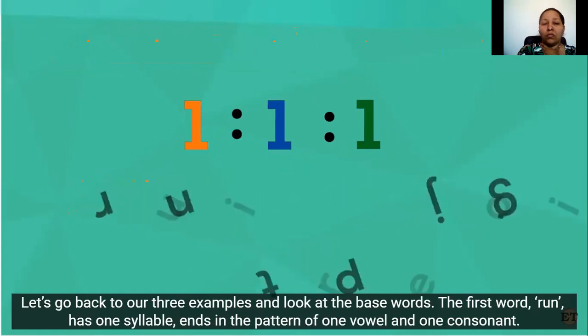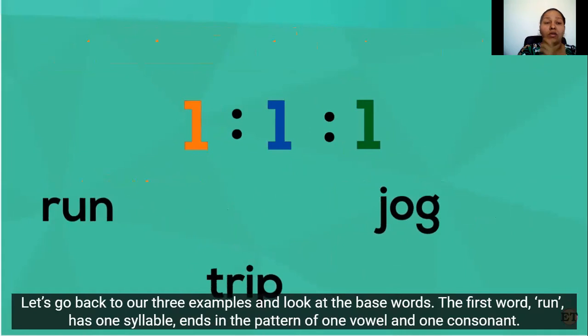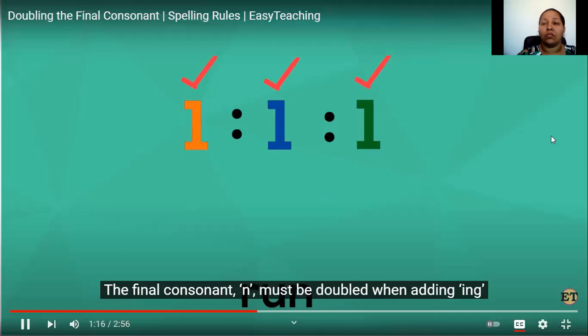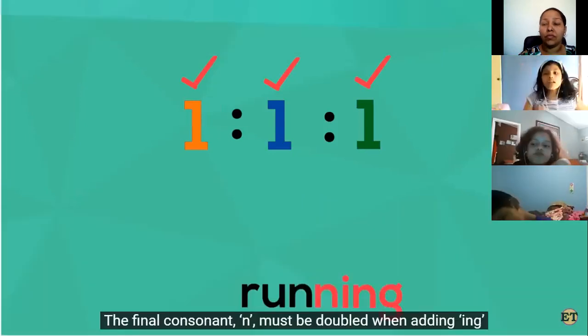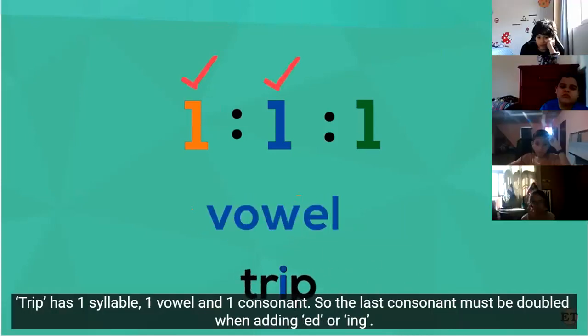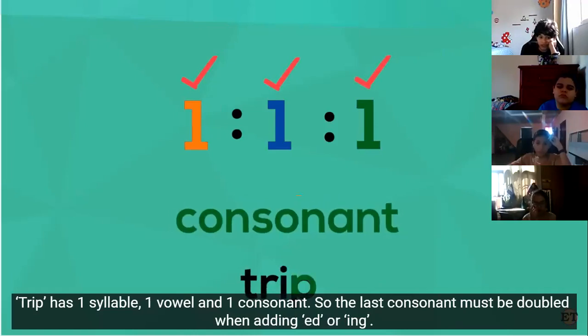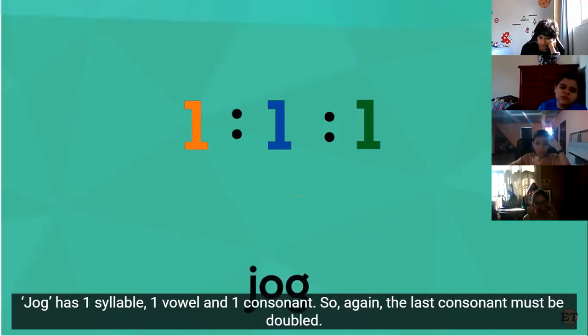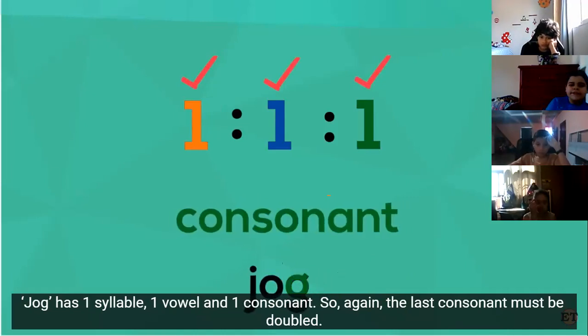Let's go back to our three examples and look at the base words. The first word, run, has one syllable and ends in the pattern of one vowel and one consonant. So the final consonant must be doubled before adding ing. Trip has one syllable, one vowel, and one consonant, so the last consonant must be doubled when adding ed or ing. Jog has one syllable, one vowel, and one consonant. So again, the last consonant must be doubled.